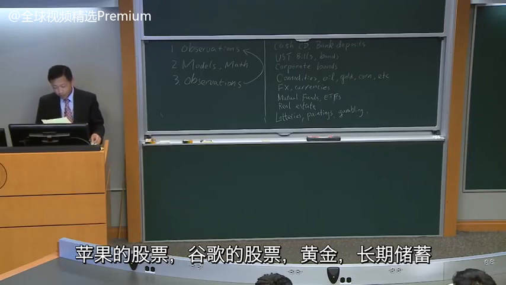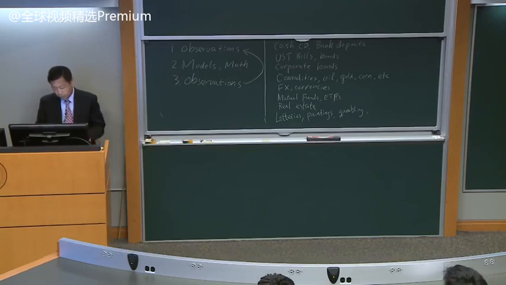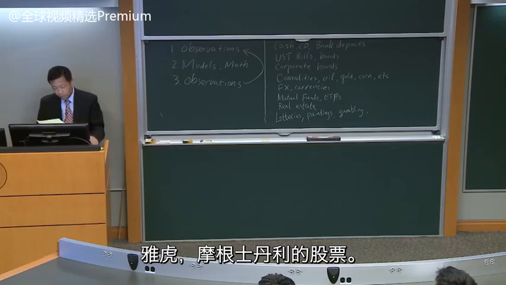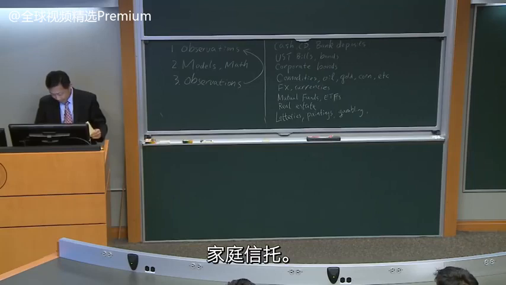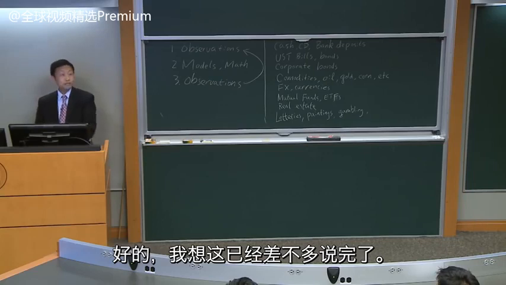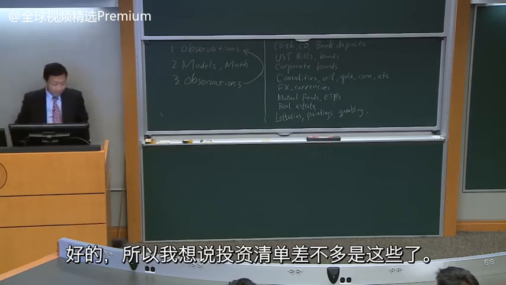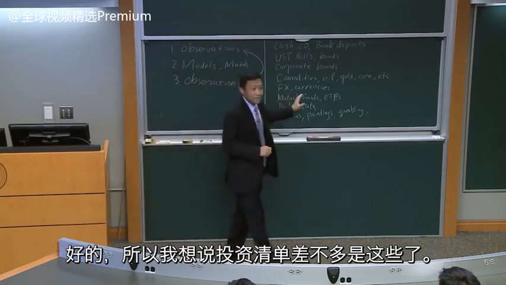And Apple stock, Google stock, gold, long-term saving annuities. So Yahoo, Morgan Stanley stocks. I like that. Okay. Family trust. Okay, I think that pretty much covered it. Okay, so I would say that list is more or less here.